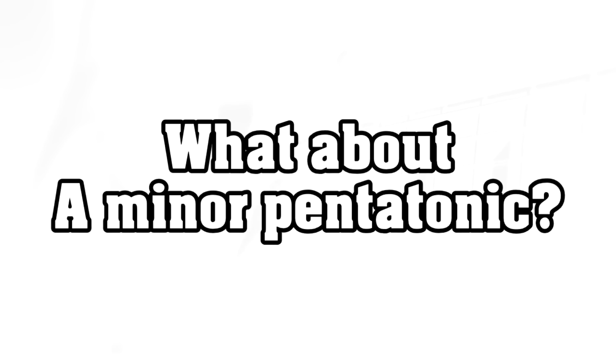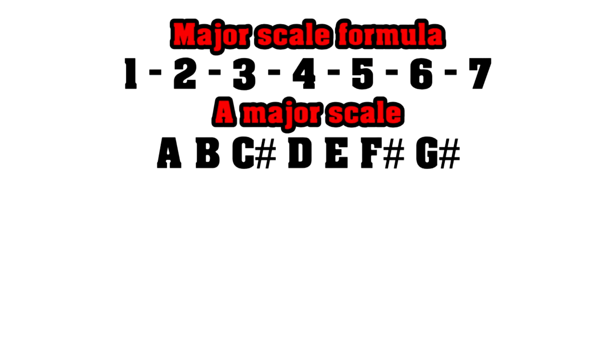This time we're trying to determine the notes of the A minor pentatonic scale. Therefore, we would start with the A major scale. The formula for the A major scale is 1, 2, 3, 4, 5, 6, and 7. You look at the 7 notes of the A major scale. Each of those notes can be replaced with a number.